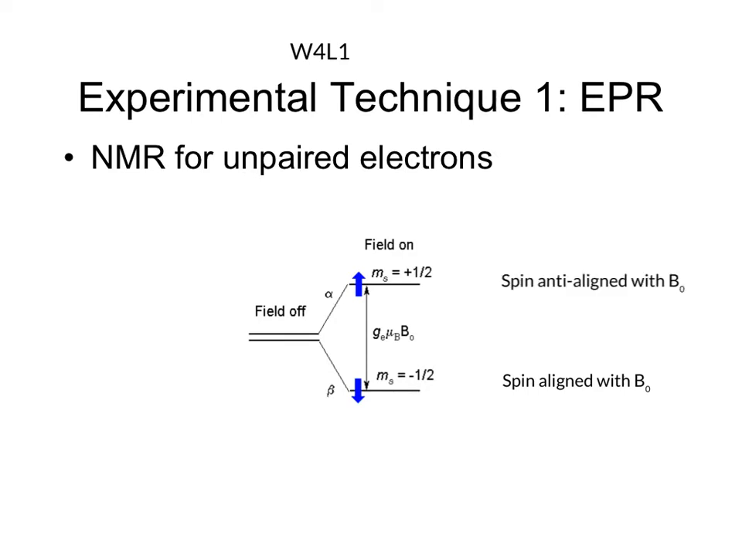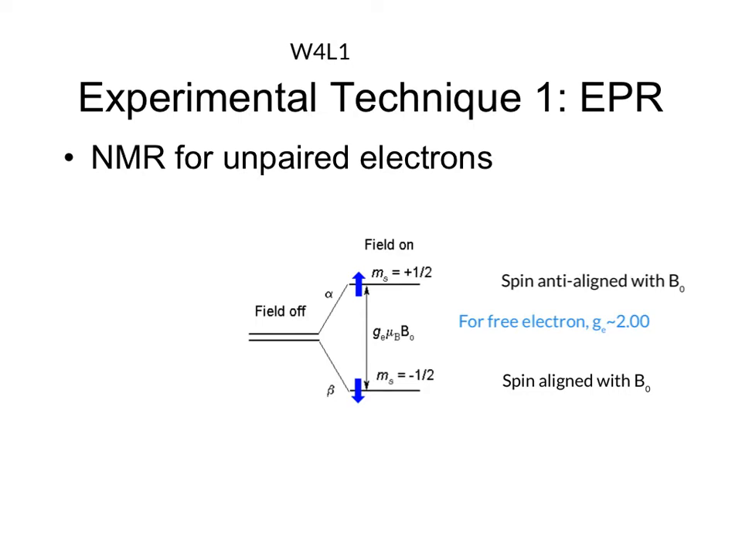The energy difference between the spin-aligned case and the spin-anti-aligned case is given by this equation, which incorporates g_e, the proportionality constant g for the electron, mu_B, the Bohr magneton, and B_0, the magnitude of the applied magnetic field. The Bohr magneton relates electronic spin to magnetic moment, and we saw that in the magnetism unit, and it serves a similar role here. For a free electron, the magnitude of g is almost exactly equal to 2. We derived this in the magnetism unit.